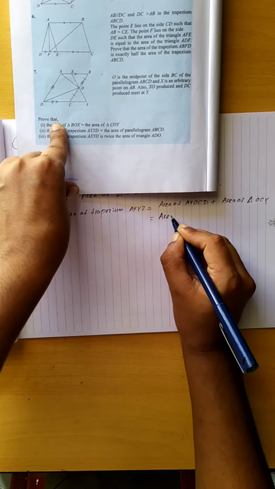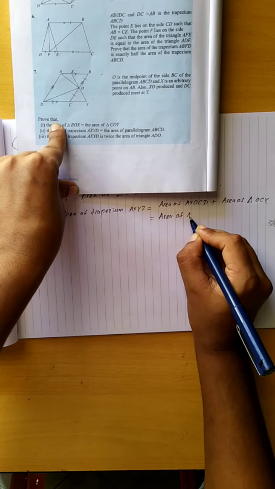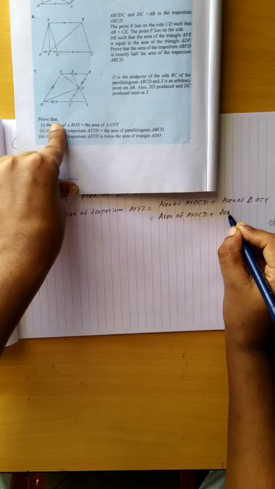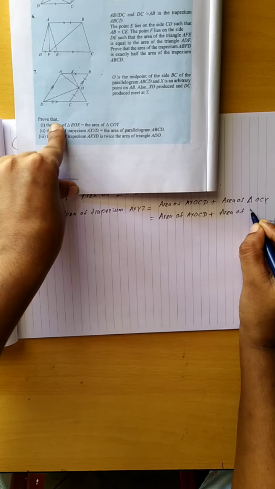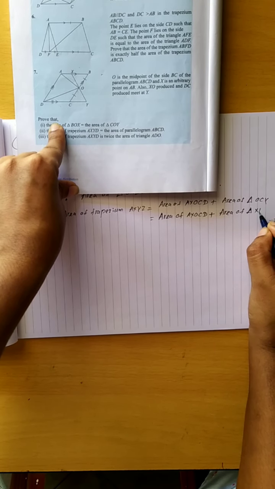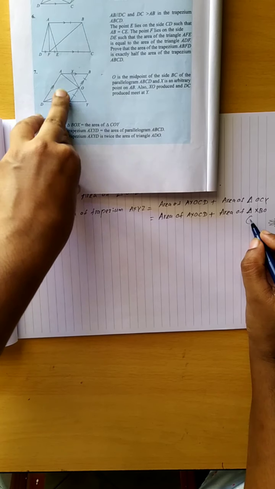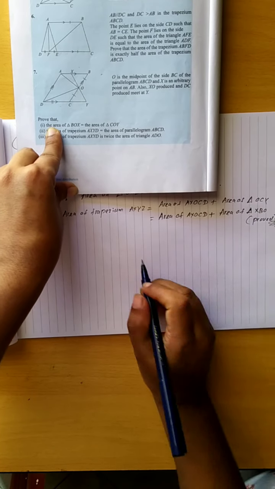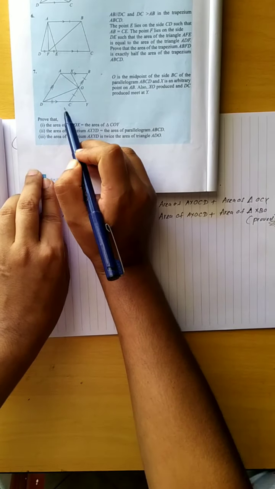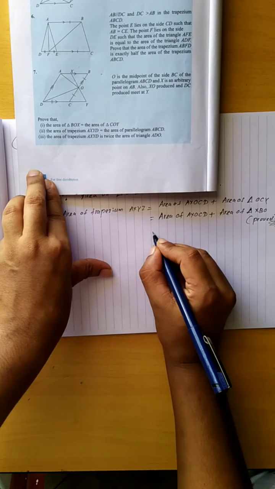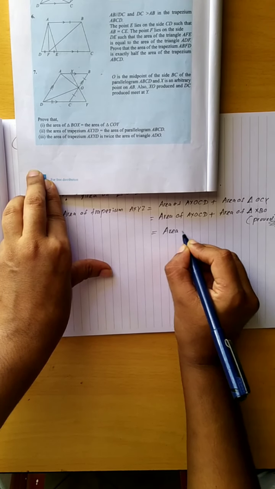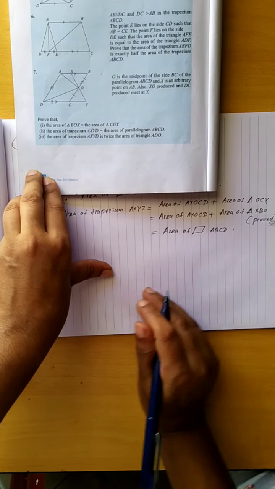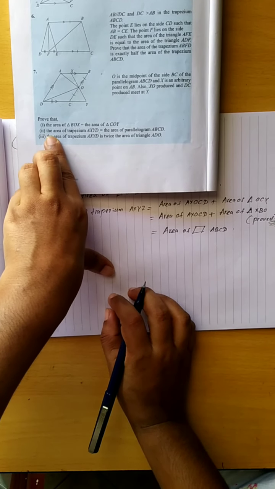So again, write the area of AXOCD plus, instead of this one, I write the area of triangle XBO. We proved that in part 1, right? Therefore, the area of this one plus this one means the area of parallelogram ABCD. So we proved the second part.